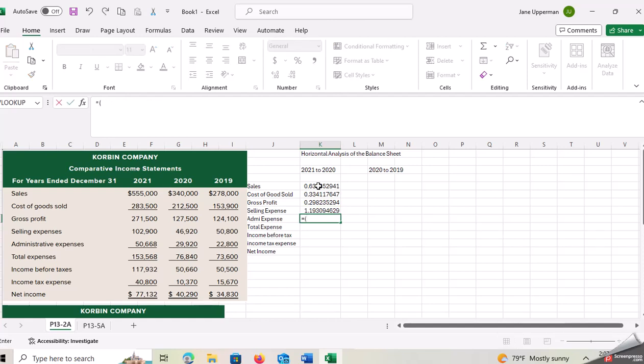Administrative expenses, same thing: 50,668 minus 29,920. Calculate that first, so that's why it's in parentheses, then divide it by the 29,920. And then our total expenses, I think it's almost easier to just go with that same formula: 153,568 minus the 76,840. Again, solve for that first, then divide by the 76,840.